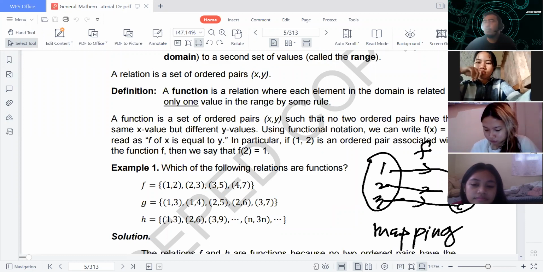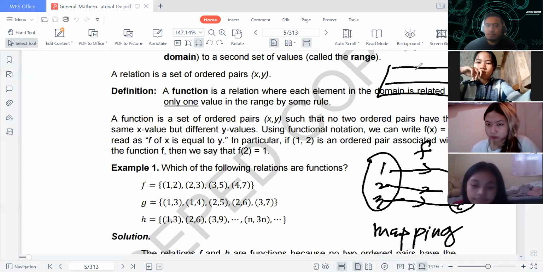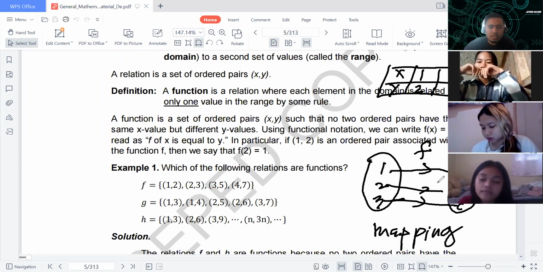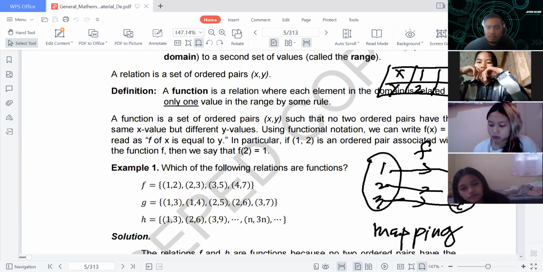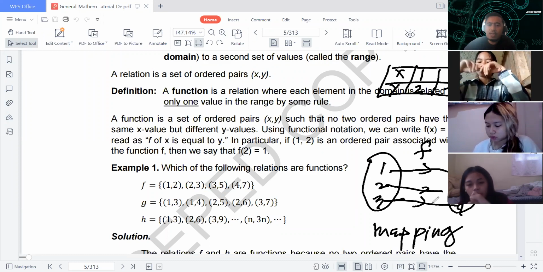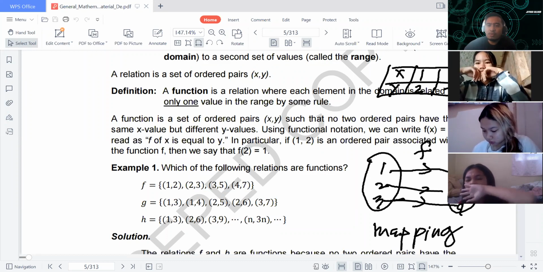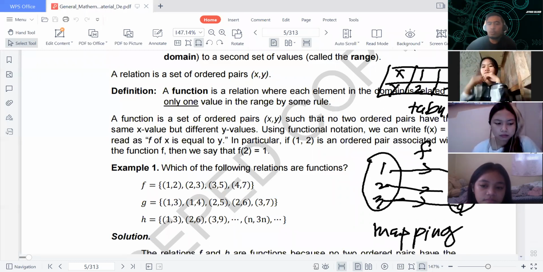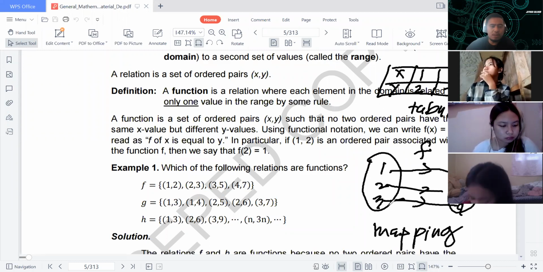The other way is by the use of tabular representation. X then Y. Example, in this case, 1 is assigned to 2, 2 is assigned to 3, and 3 is assigned to 4. So you can represent a function using tabular representation. Okay? The representations of a function are different from each other.